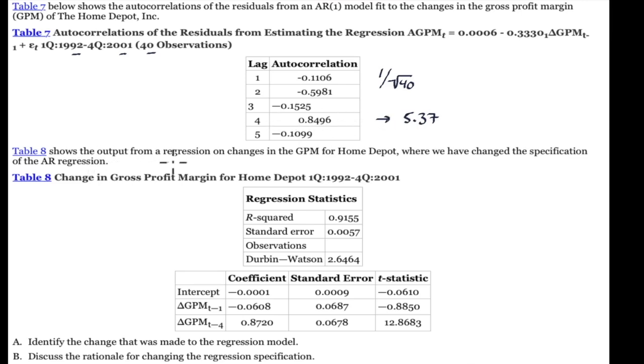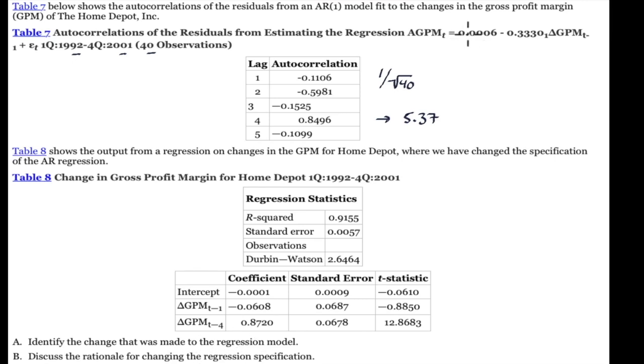Table 8 shows the output from a regression on changes in the gross profit margin for Home Depot, where we have changed the specification of the AR regression. And here is the output. So the specification has changed. Identify the change that was made to the regression model.